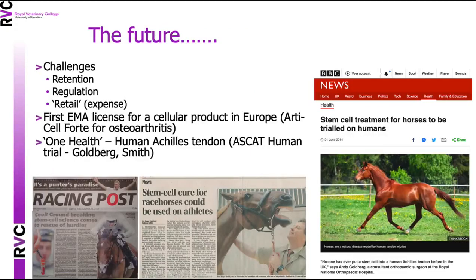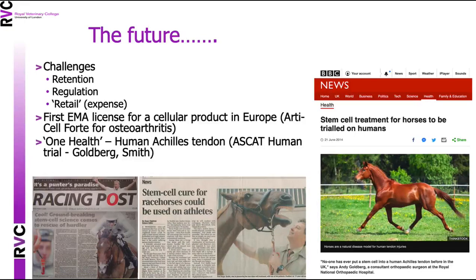Of course, that's a very brief overview of a lot of work over the last 17, 18 years. What is in the future? Well, we still have a number of challenges for this technology. I always refer to the 3 R's, which are the ability to retain the cells, the regulatory hurdles that are being imposed as a result of using live cells, especially if you're using them across individuals, and then retail. In other words, the expense of doing this treatment. It's not cheap, and that does give us a challenge in terms of wheeling it out to all different cases that may require it.